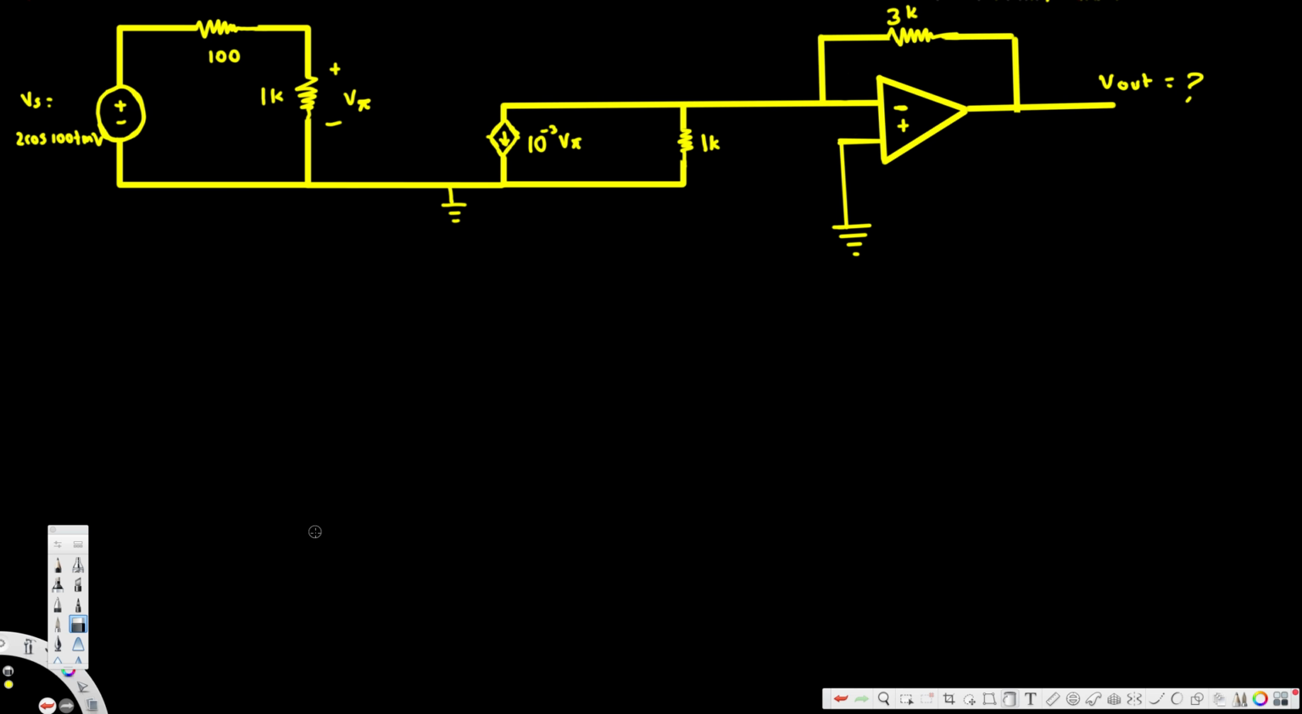Guys, in this video we are going to see an example of op amps. In this particular problem we are asked to find this Vout voltage. Now, when we deal with op amps we have to know two things.